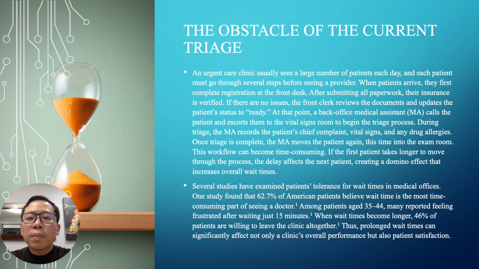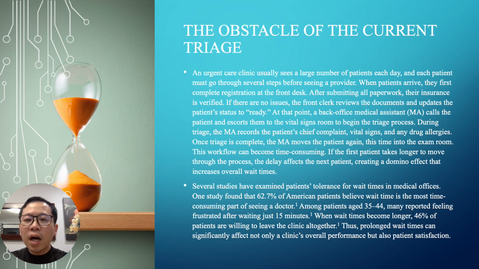The obstacle of the current triage. An urgent care clinic usually sees a large number of patients each day, and each patient must go through several steps before seeing the provider. When patients arrive, they first complete the registration at the front desk. After submitting the paperwork, their insurance is verified. If there are no issues, the front clerk reviews the document and updates the patient status to ready.